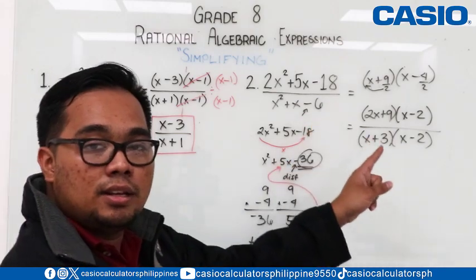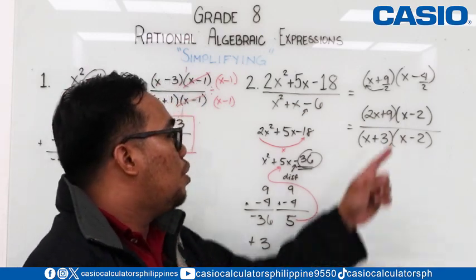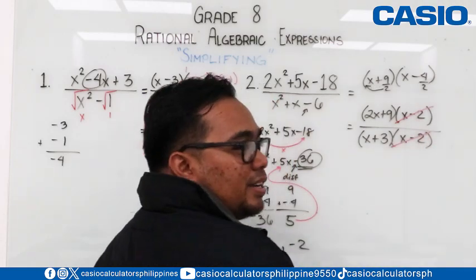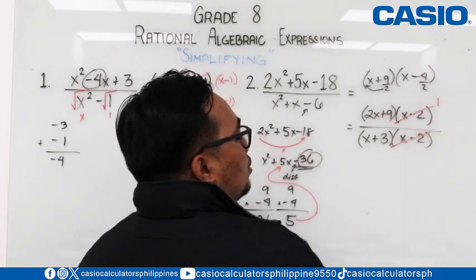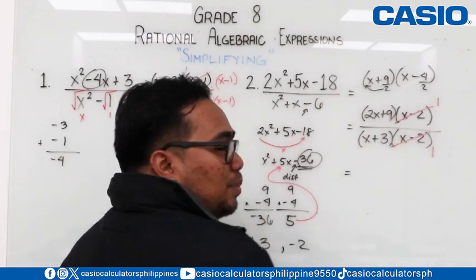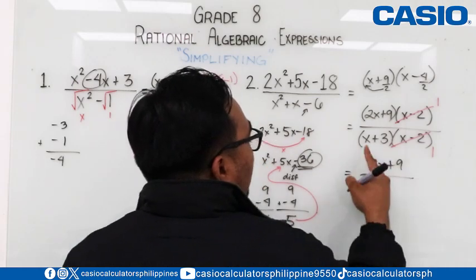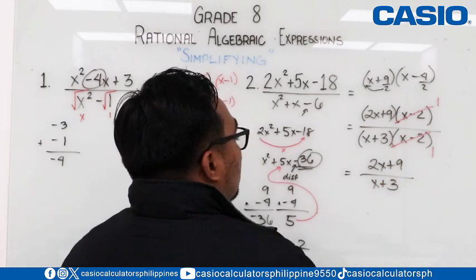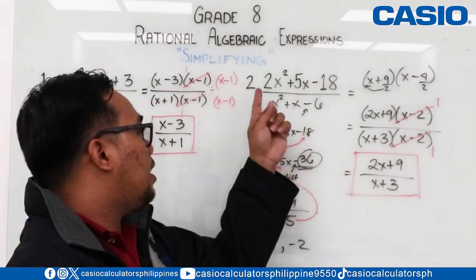Now, we can see that both numerator and denominator has a common factor of x minus 2, which we can simplify by dividing both numerator and denominator by x minus 2. X minus 2 divided by x minus 2 is 1. X minus 2 divided by x minus 2 is another 1. Then let's simplify. 2x plus 9 multiplied by 1 is 2x plus 9. And then x plus 3 multiplied by 1 is x plus 3. So therefore, this is the simplified equation or expression of our given function.